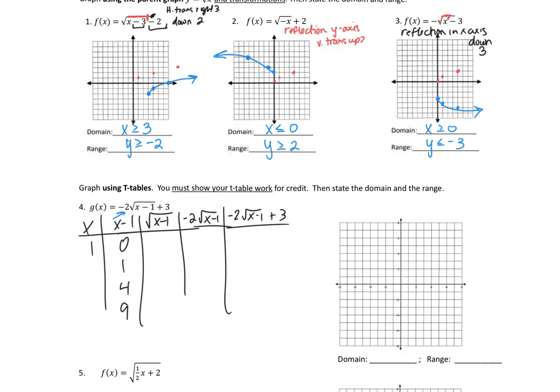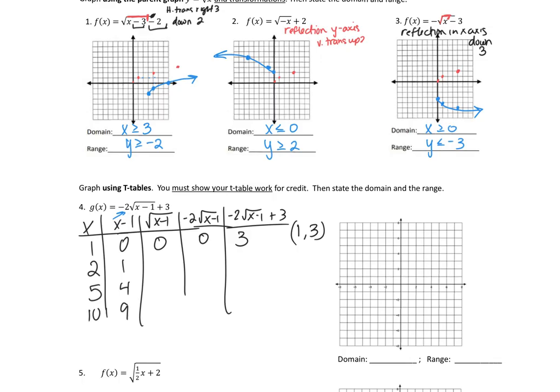So as I look for those numbers, what number minus 1 is equal to 1? Well, that's 2. 2 minus 1 is 1. And what number minus 1 gives me 4? Well, 5 minus 1 gives me 4. And 10 minus 1 gives me 9. Then when I take the square root of that number, I get 0. When I multiply it by negative 2, I get 0. And then when I add 3, I get 3. So that gives me my first point, 1, 3.